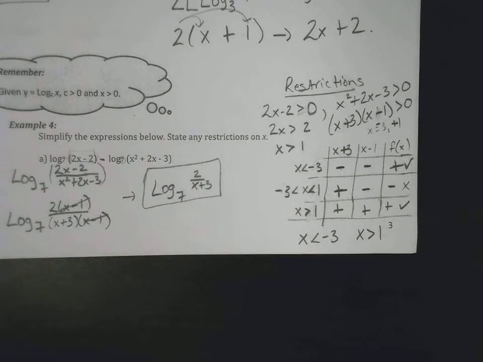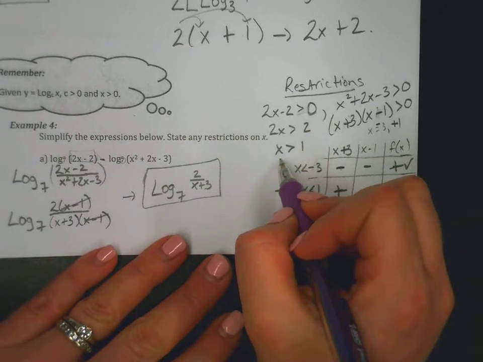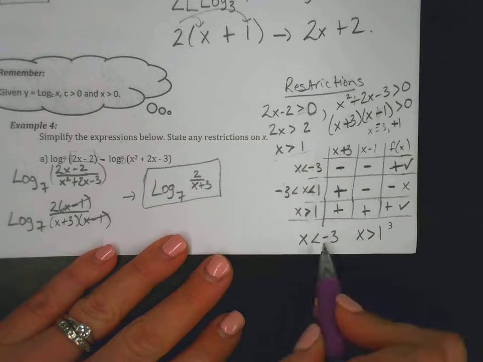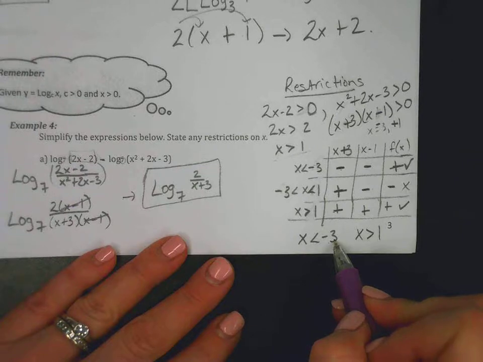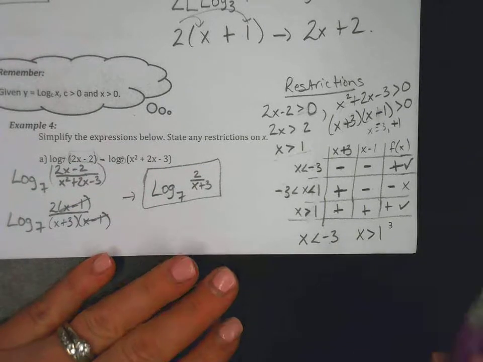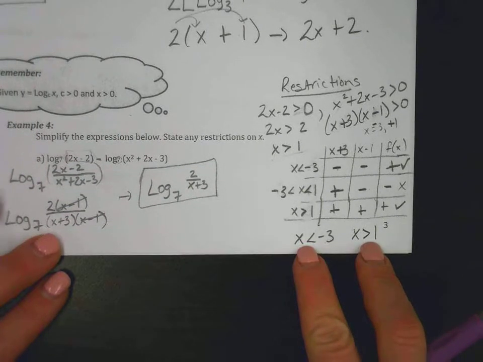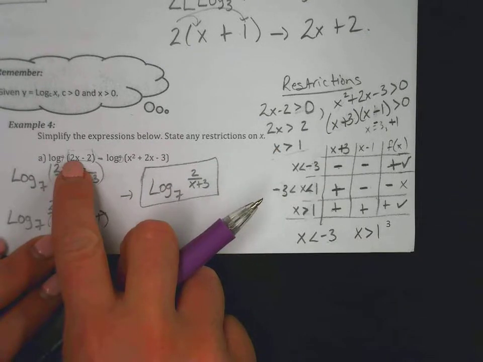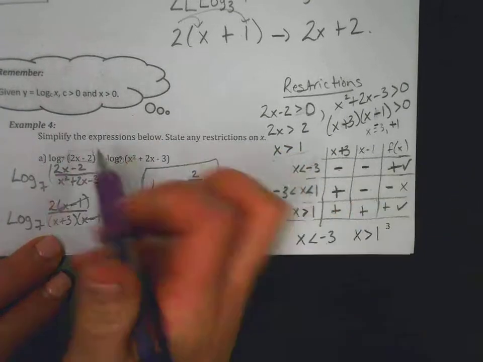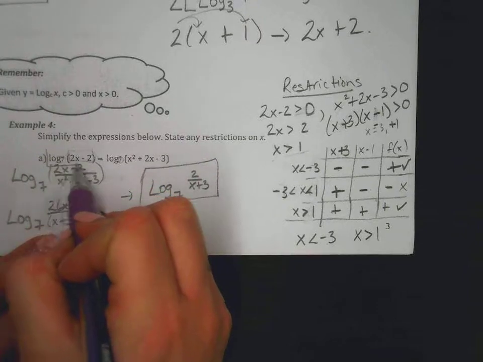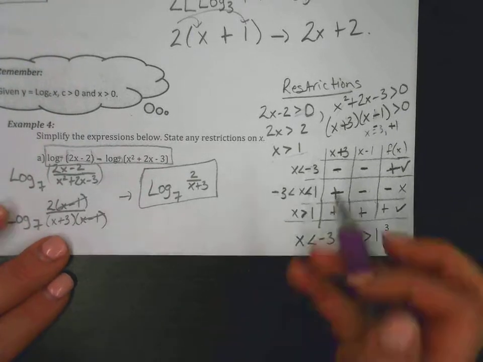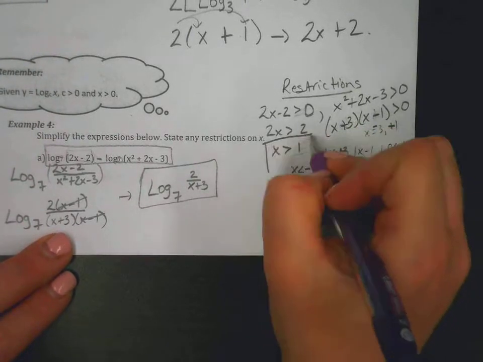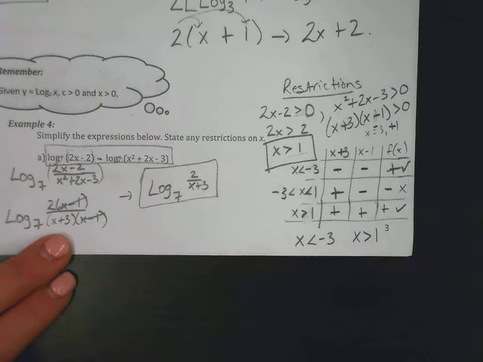What are my restrictions on x here? This restriction says x has to be greater than 1. This tells me this expression has to be less than negative 3 or greater than 1. So I have these restrictions: for this expression, I have this restriction. But if I want to talk about the entire expression, what would be my restriction? It would simply be that x has to be greater than 1.